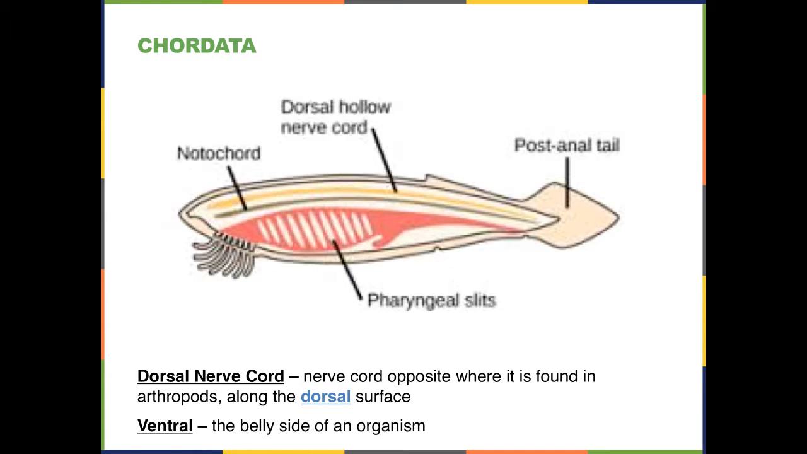The ventral surface, as I said, is the belly side of the organism. And so in arthropods, the ventral nerve cord is found in this area. And you see that the dorsal nerve cord is seen in association with the notochord. When this becomes a higher level with backbone, this actually protects this dorsal nerve cord.